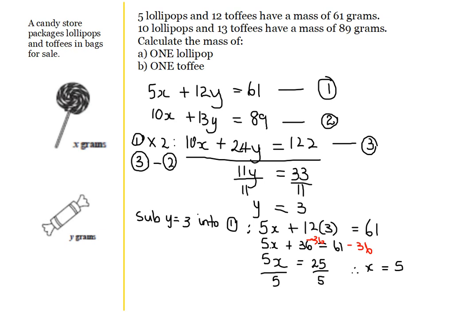So essentially when they ask us for the mass of one lollipop and the mass of one toffee, we need to remember, first of all, the mass of one lollipop is x grams. So when we're stating our answer, we're stating the value of x. And we don't need to write x is equal to 5. We can simply put that the mass of one lollipop is equal to 5 grams. And the mass of one toffee, that's the value for y, we just simply write that mass is 3 grams.